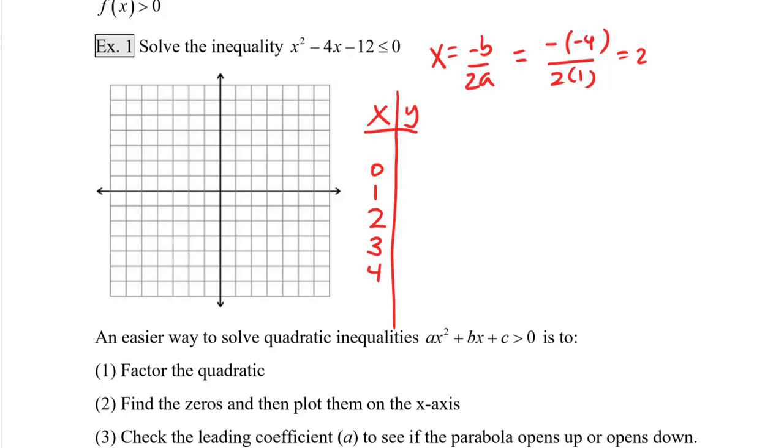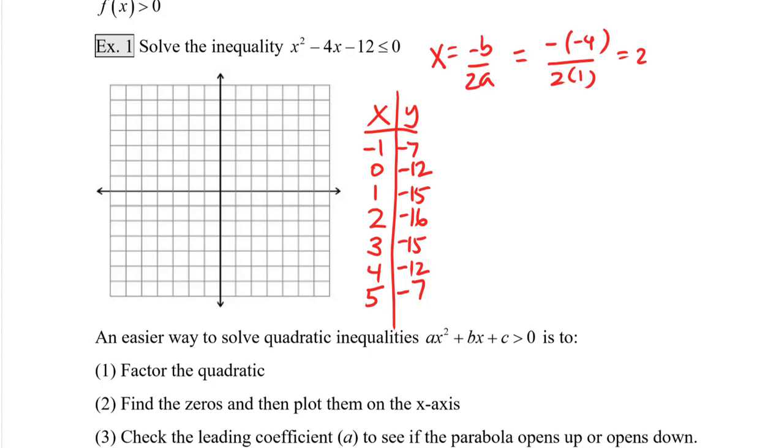Now I've already plugged these into my calculators. Notice that all of these y values are negative, which means we have not located the zeros. We don't know where we're crossing the x-axis, which means I have to add more points. So I'm going to add x equals 5 and x equals negative 1. When I plug those in, I get negative 7 and negative 7. I'm getting closer to 0, but I'm not there yet.